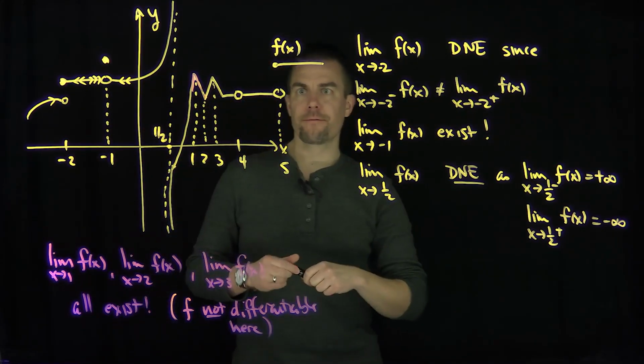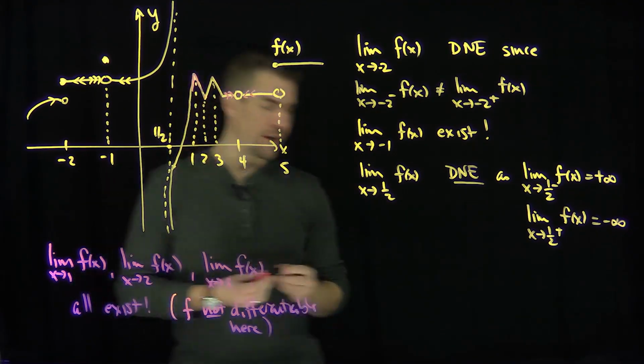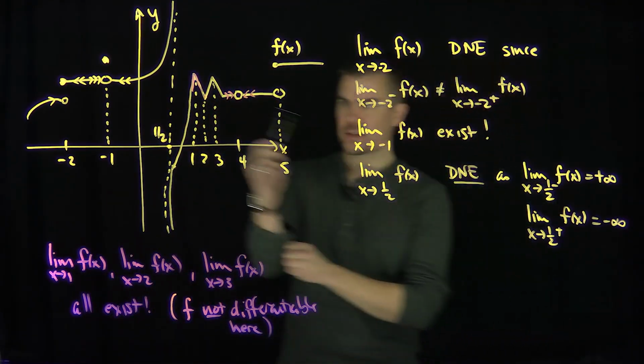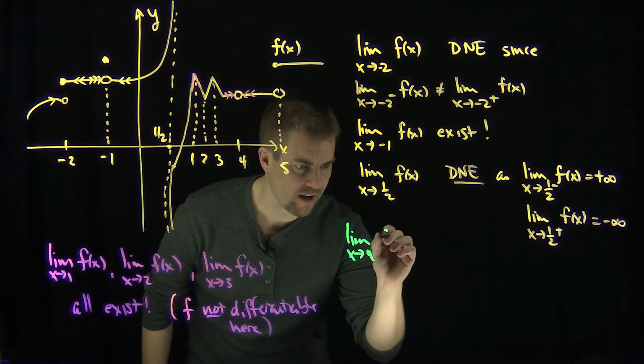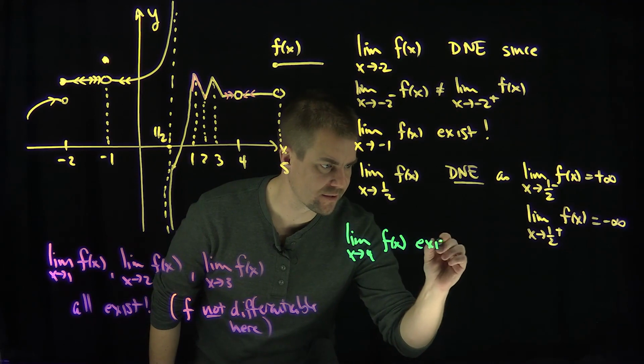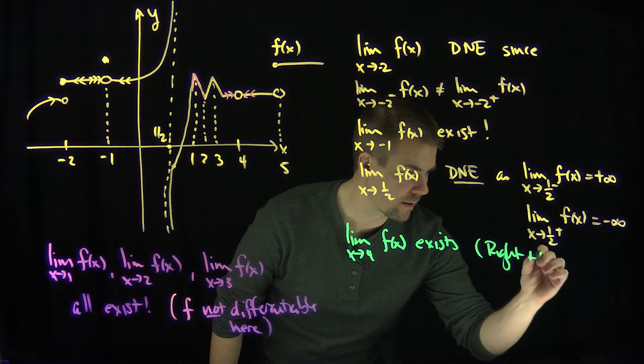Finally, the limit as we go to 4 is going to exist by the same reasoning. The limit from the left and the limit from the right agree. So the limit as x approaches 4 of f of x exists. And again, the reason is the right and left limits agree.